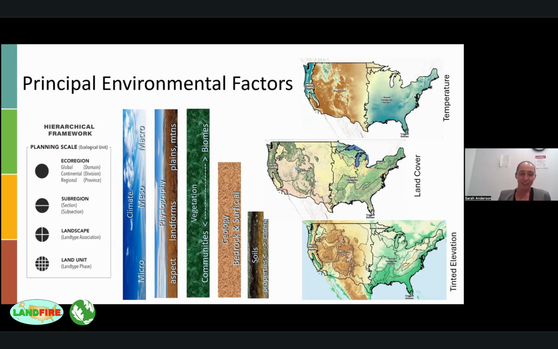Going down further, looking at the provinces, this is a tinted elevation map, and you can see how we're really starting to pick out those really gross, really large geographic features, mountain ranges, and dividing that up. And then as we think about those major climate, physiography, vegetation, how those get more and more refined as we go finer and finer in scale. And then ultimately geology, soils, and all those things come into play as we divide up provinces into sections, divide sections into subsections, and then ultimately get down to land type associations, land types, and land type phases.